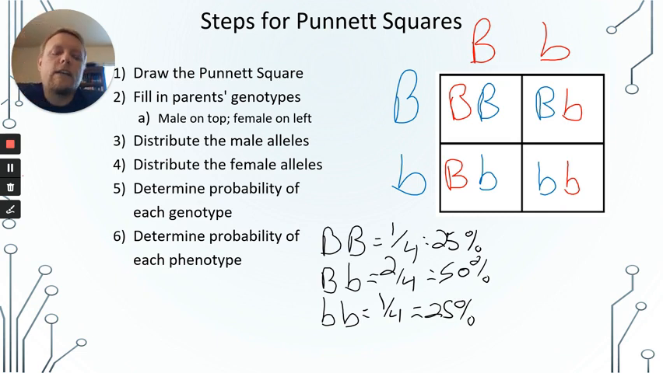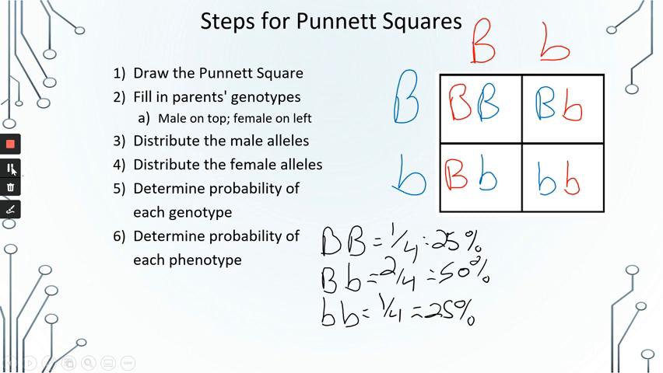So one of the ways you can check to see if your answers are correct is if you add up all the fractions we see here, it should always add up to 4 over 4. And then if we add up all the percentages, it should always add up to 100%. I do want to point out for heterozygous where I put 2/4, you could have also put 1/2 there as well.